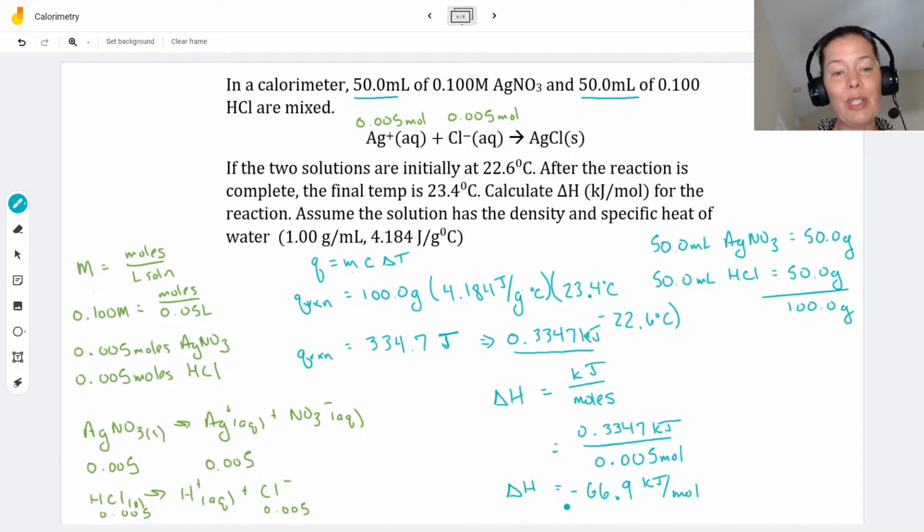All right, this was a good problem. It brought in a lot of different concepts into calorimetry, especially having to pull in your stoichiometry and your concentrations and all of that kind of stuff. Let's make sure there are no questions before we go on to the next problem.